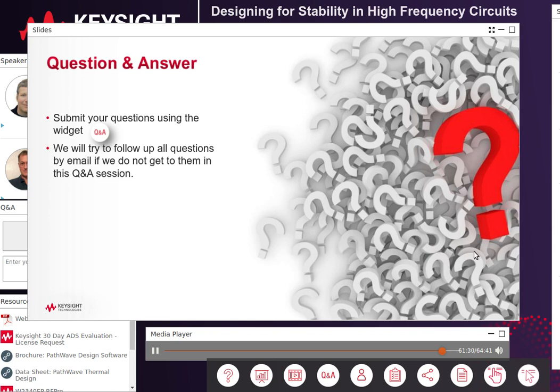Great, thank you. And here is a follow-up question. What version of ADS is the probe available in, and is it a separate license? Is that required as well?